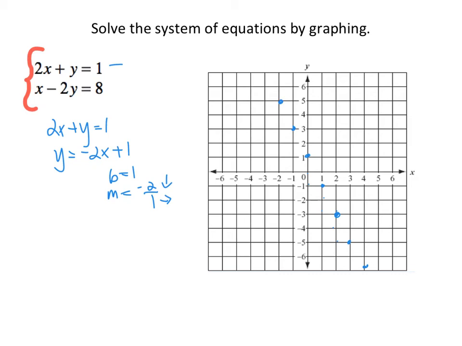And from there, I can just connect my dots. Again, if you have a ruler or a straight edge, that would make this a lot easier. This is my first equation.